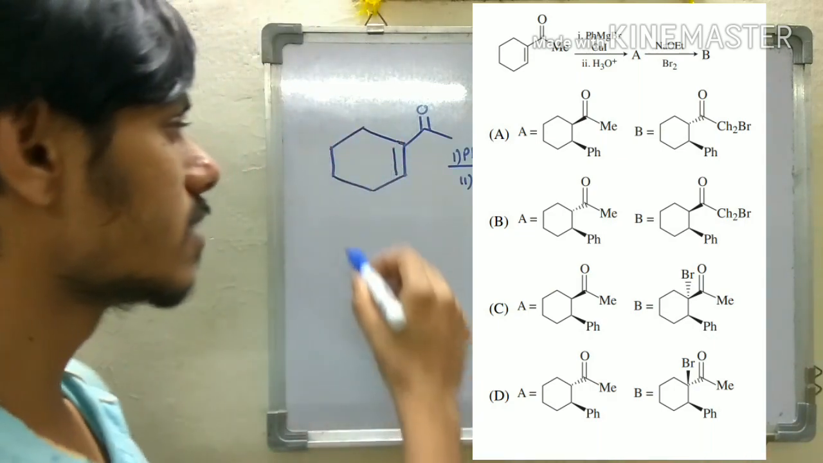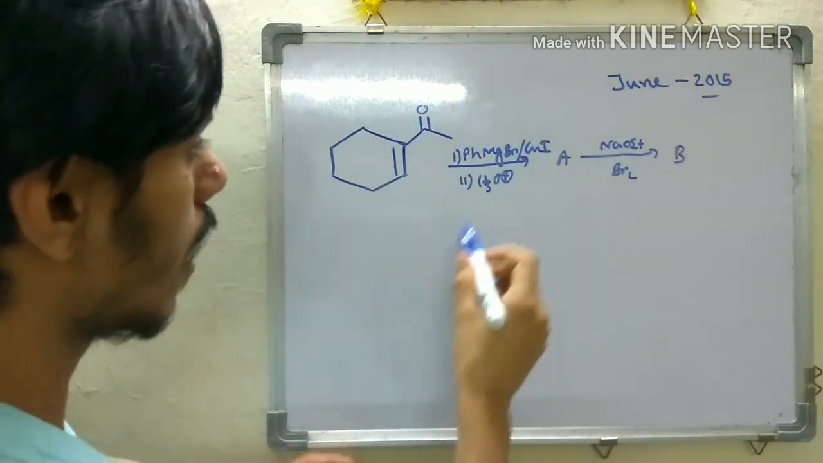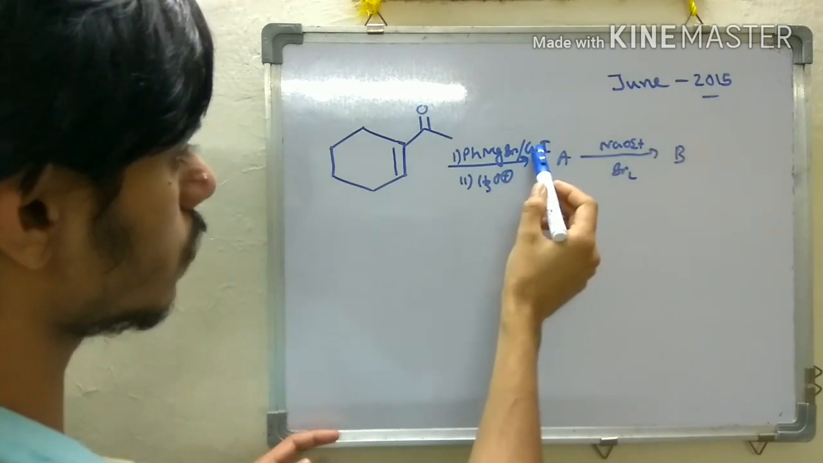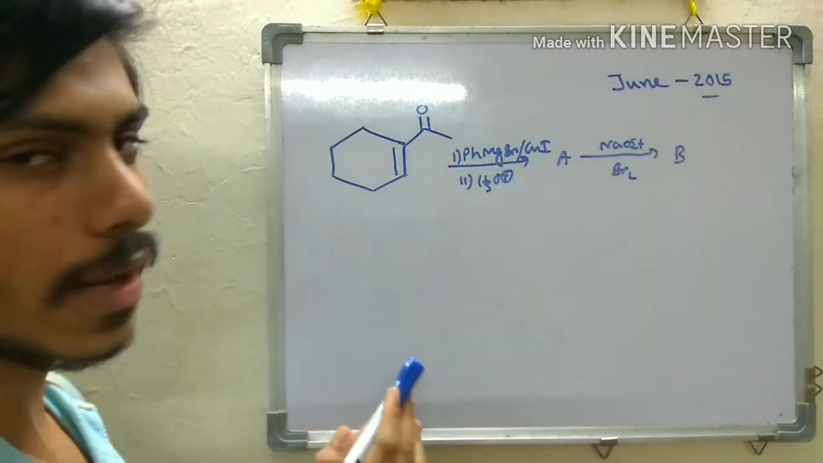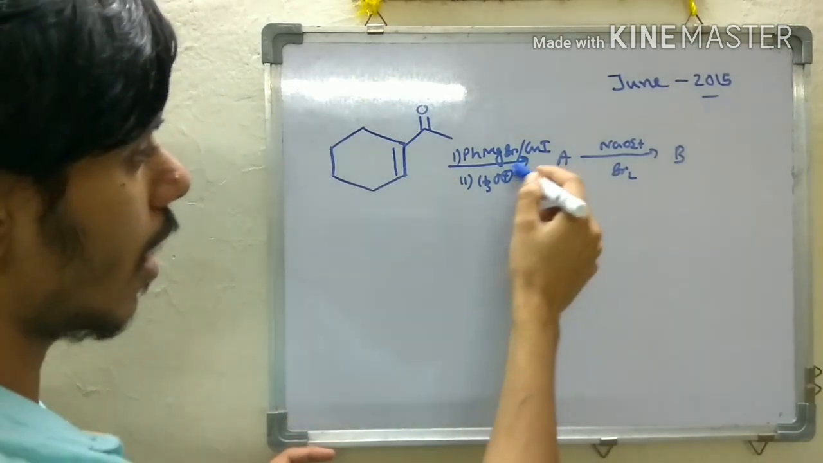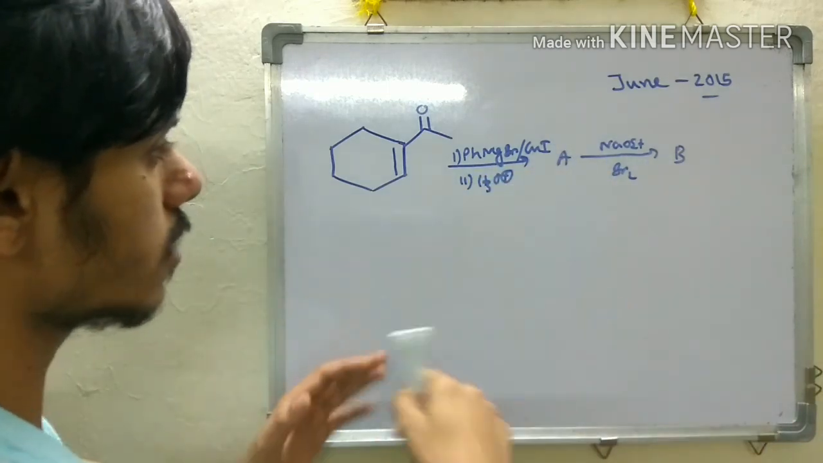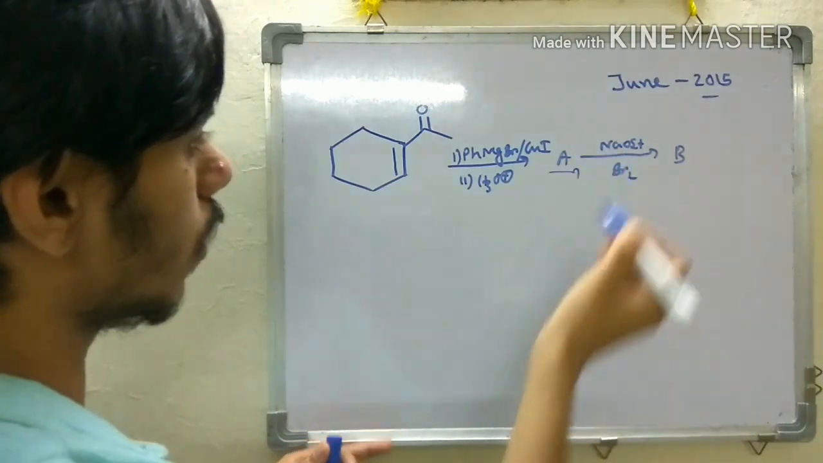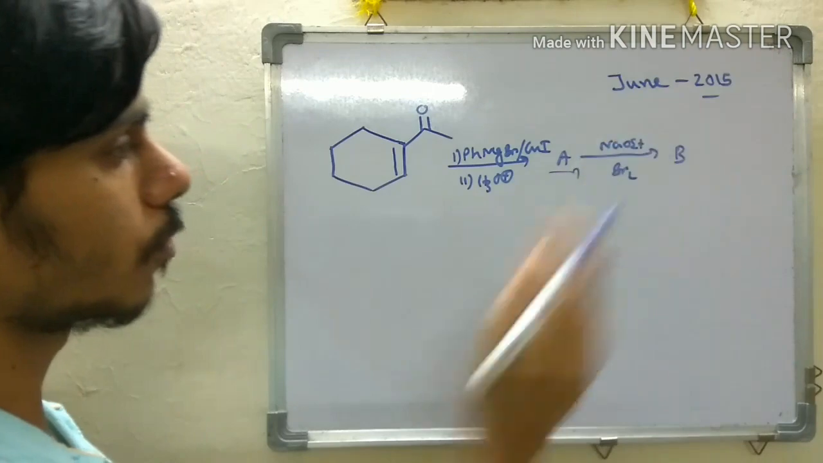right? So now this is the molecule. It is a conjugated enone, and first it is reacted with phenyl magnesium bromide in presence of copper salt. So it will do conjugate addition, that is 1,4 addition. It will attack here, and then work up with H3O+. Then when you get product A, this product A is now treated with sodium ethoxide and bromine. It will give product B.